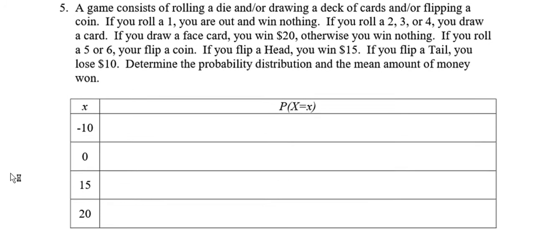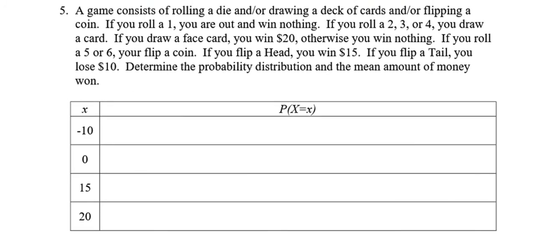All right, the last question deals with a game, and we're going to use more examples with games in the next lesson that you do. So a game consists of rolling a die and or drawing a deck of cards and or flipping a coin. If you roll a 1, you are out and you win nothing. If you roll a 2, 3, or 4, you draw a card. If you draw a face card, you win 20, otherwise you win nothing. If you roll a 5 or a 6, you flip a coin. If you flip a head, you win 15. If you flip a tail, you lose 10. Determine the probability distribution and the mean amount of money won.